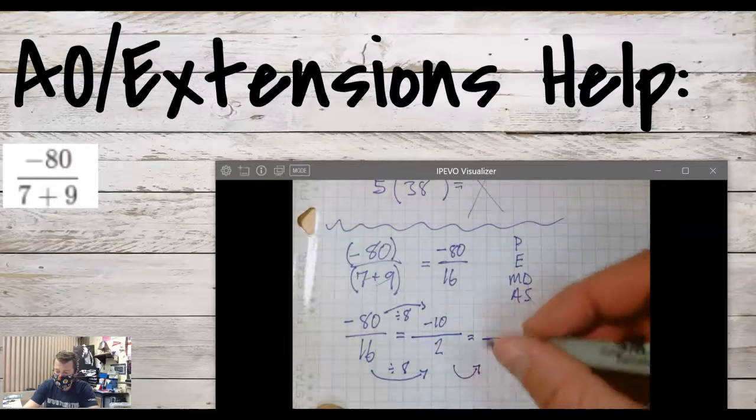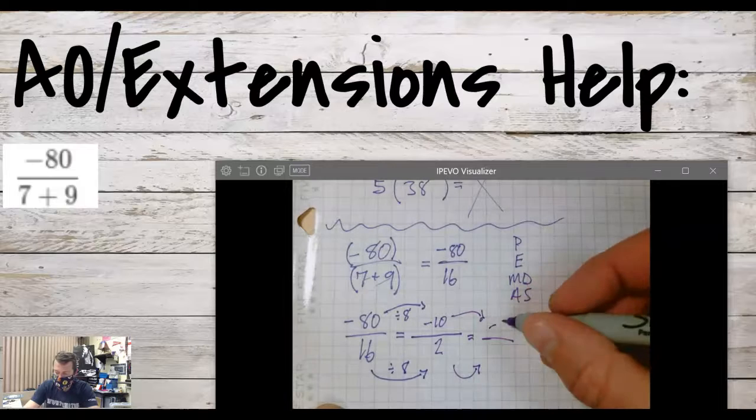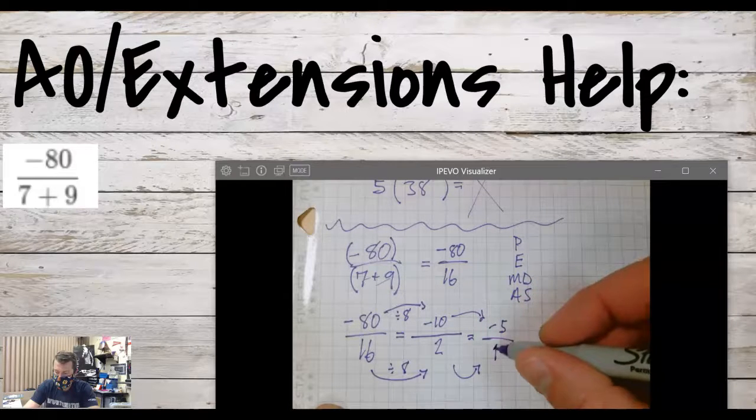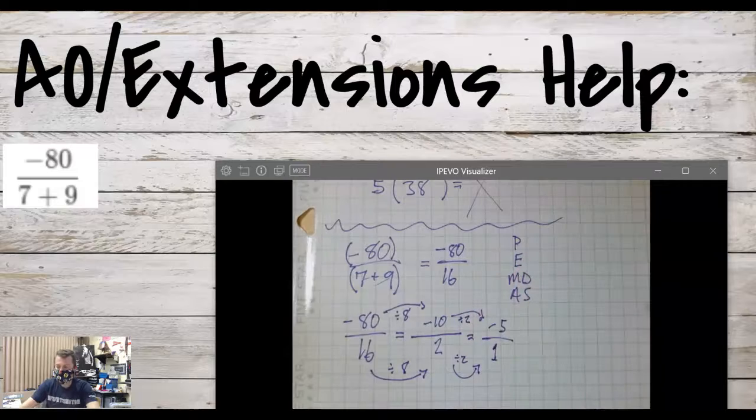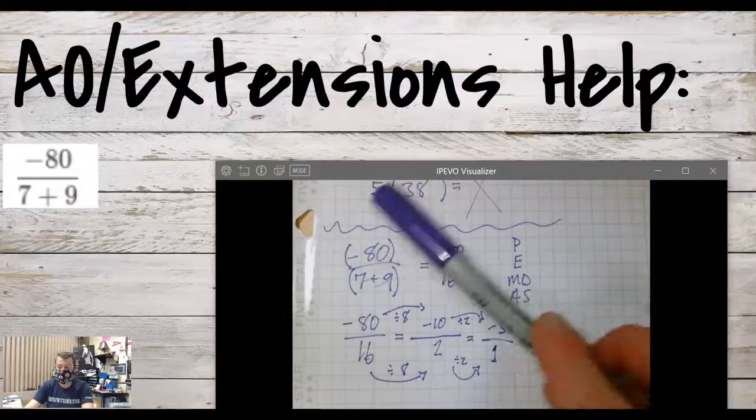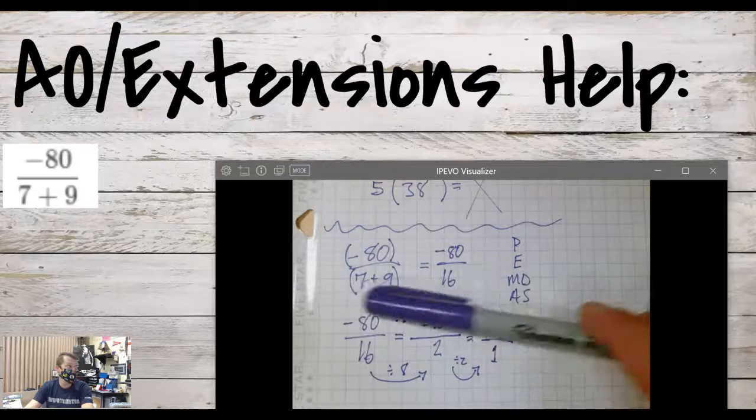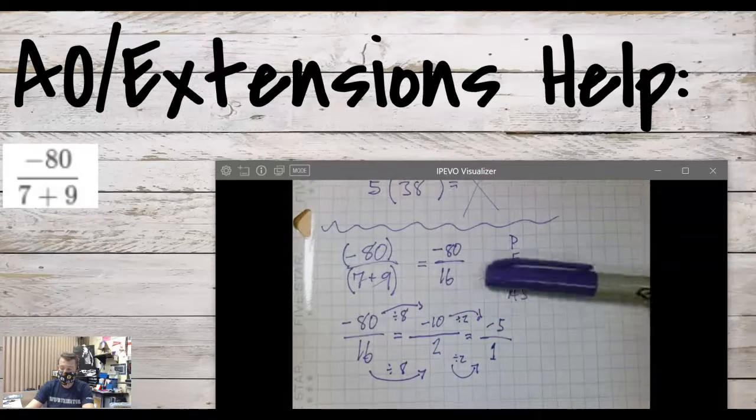Since they're both still even, negative 5 over 1, because we would divide by 2 and divide by 2. Any questions on that one? We need to simplify in the numerator or denominator before we can actually try to do the division.